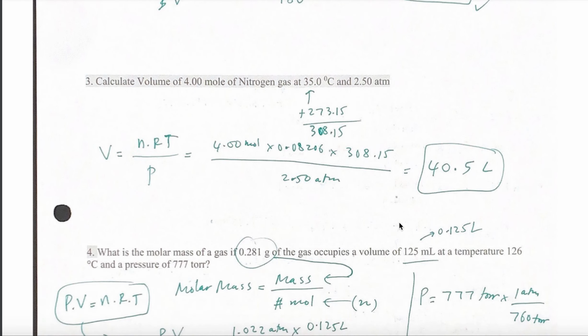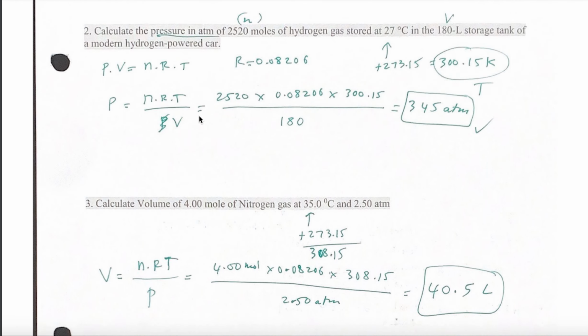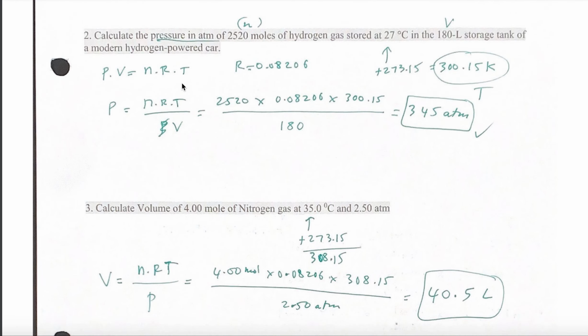Now, if we have 4 moles of nitrogen gas at 35 degrees Celsius and 2.5 ATM, can we calculate volume? Yeah, remember PV equals nRT, so volume is nRT divided by P.